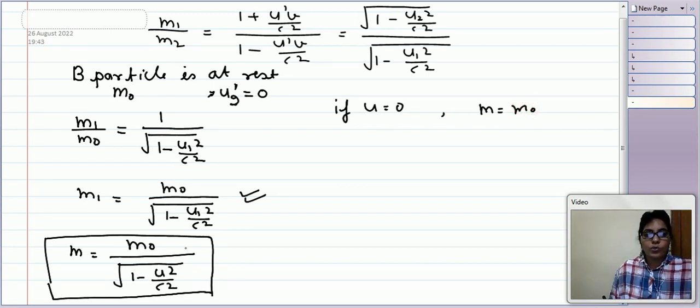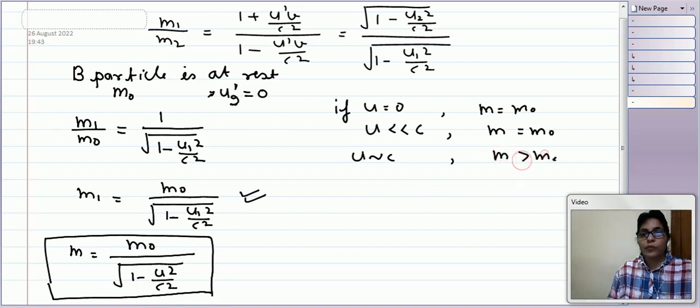And if u is very small compared to c, then this factor will be small, and we can neglect it in comparison to 1. So in such a case, again m is equal to m naught. But if u is comparable to c, then we cannot neglect u square by c square in comparison to 1, and this factor will be less than 1. Therefore m will be more than m naught, meaning the mass is increasing with the increase in velocity.